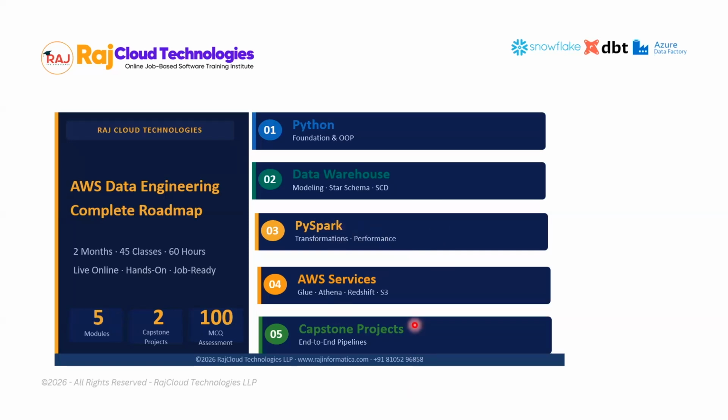And then the fourth module is about the AWS services, right? So far we are pretty much agnostic of the tool. If you pay a little bit of attention, at the fourth module I'm bringing in the AWS services. But so far Python, the data warehouse, PySpark, these are all cloud and tool agnostic.